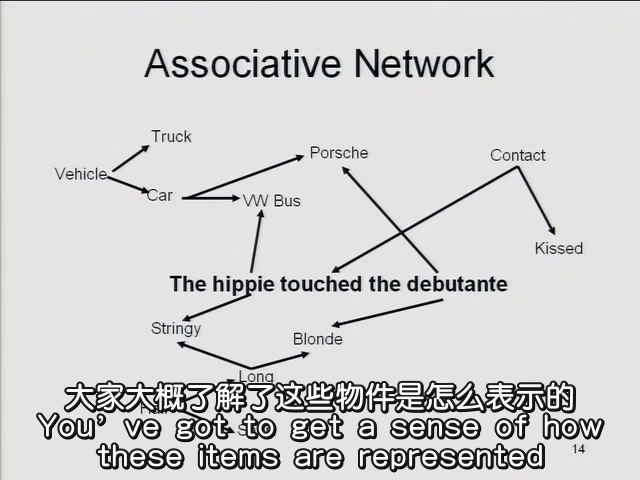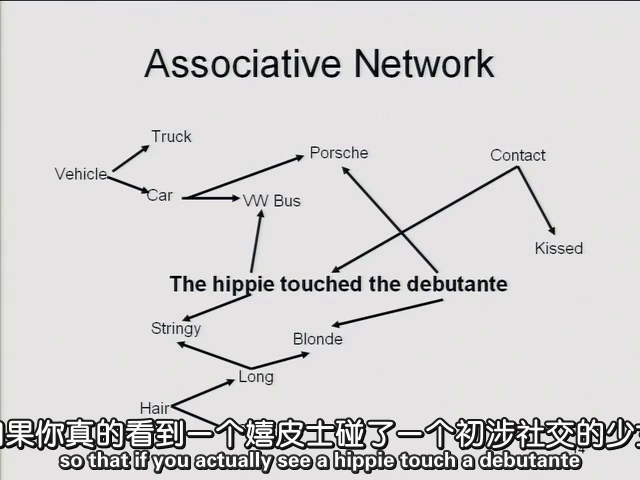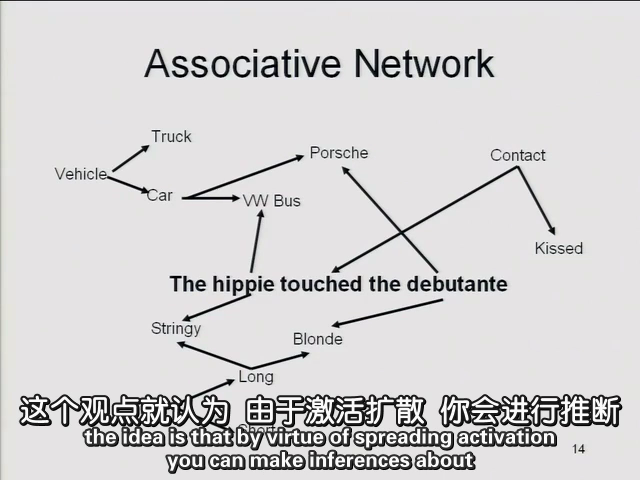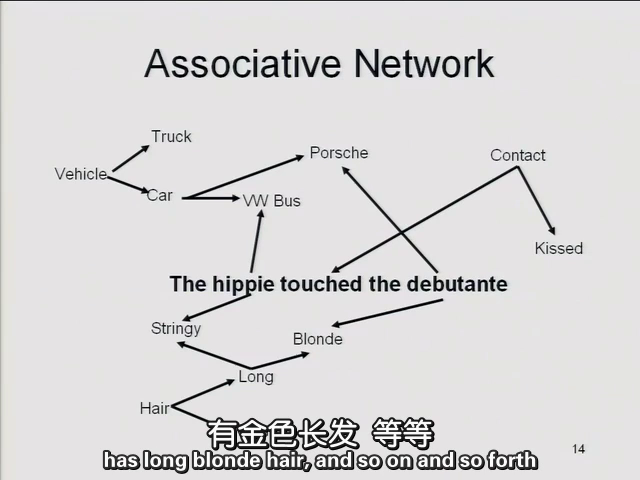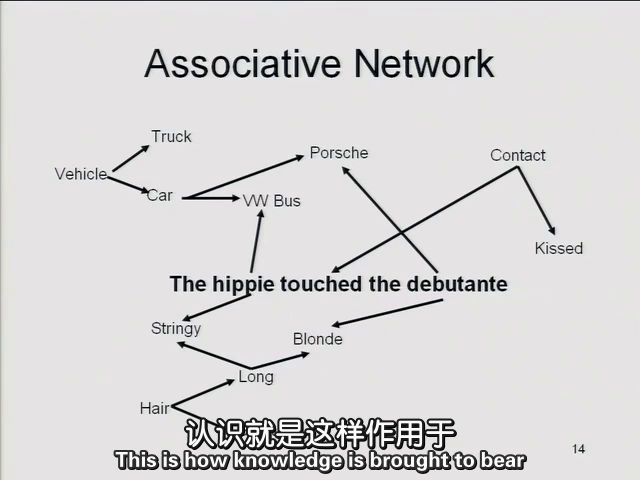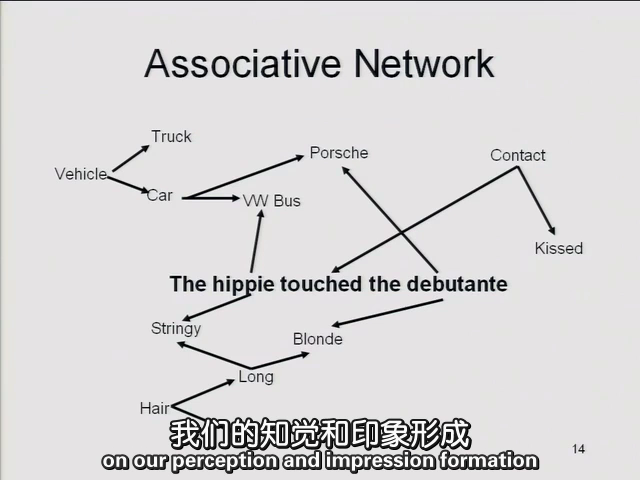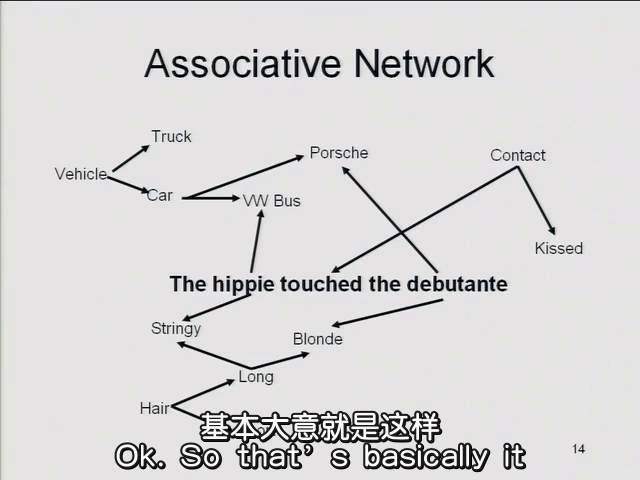You've got to get a sense of how these items are represented, so that if you actually see a hippie touch a debutante, the idea is that by virtue of spreading activation, you can make inferences that the hippie drives the VW bus, and the debutante has long blonde hair, and so on and so forth. This is how knowledge is brought to bear on our perception and impression formation. So that's basically it.